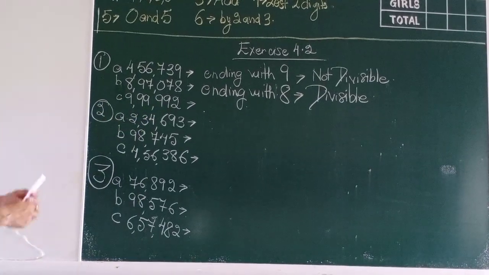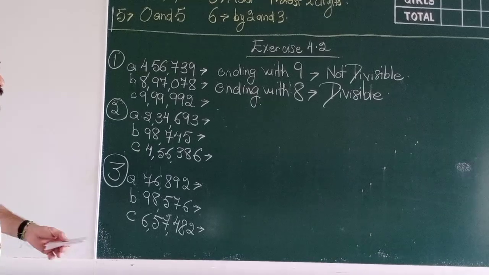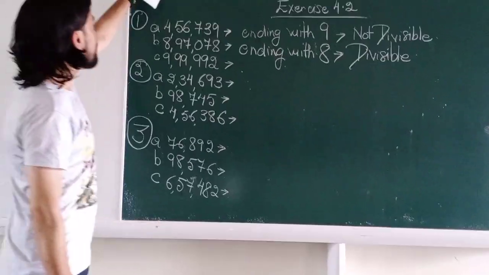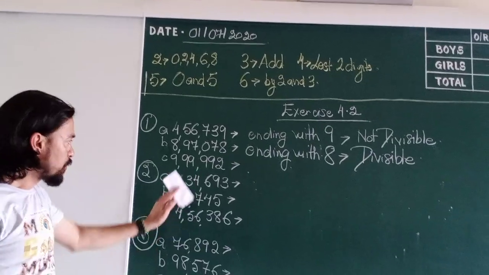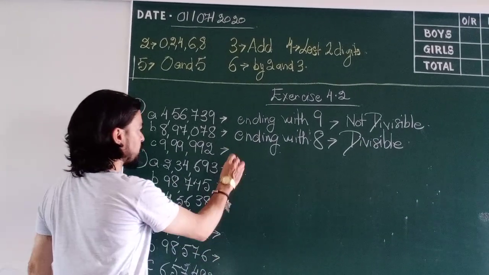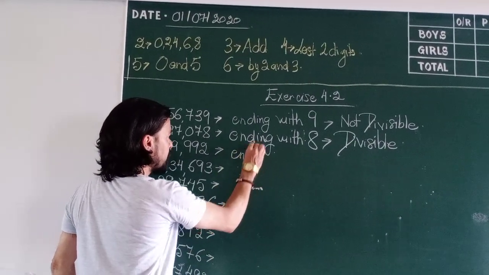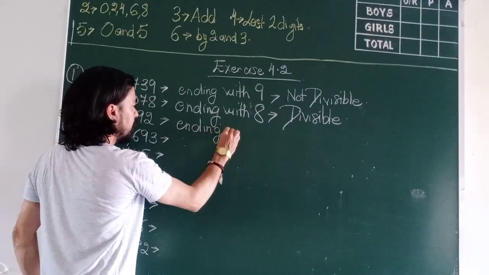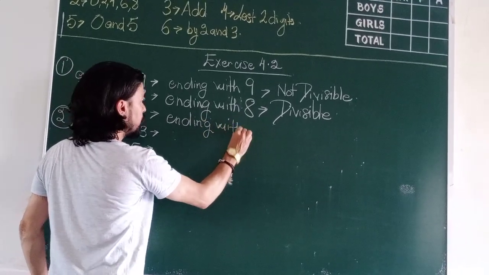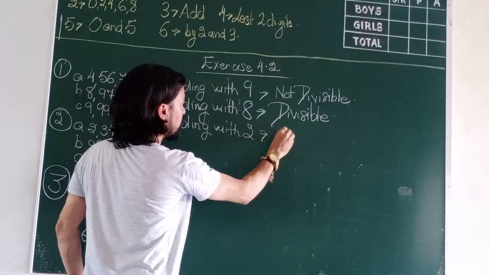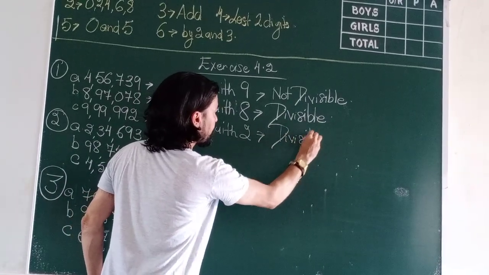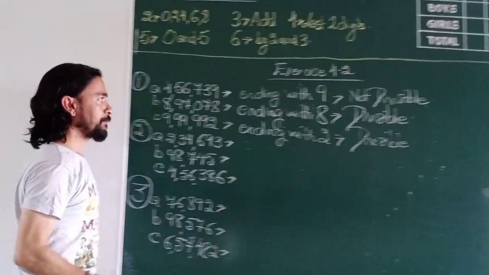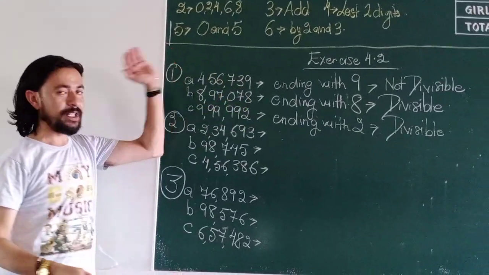9,99,992. Again, no matter how big the number may be, if it's ending with 0, 2, 4, 6 and 8, it will be divisible by 2. So this number is also divisible by 2, but I have to give the reason. Ending with 2 arrow divisible. So this is how these sums have to be done.